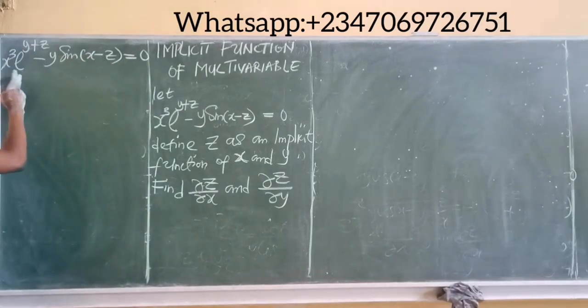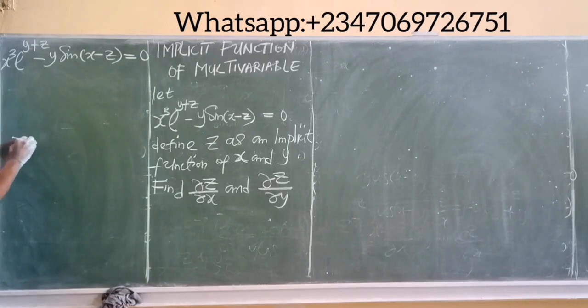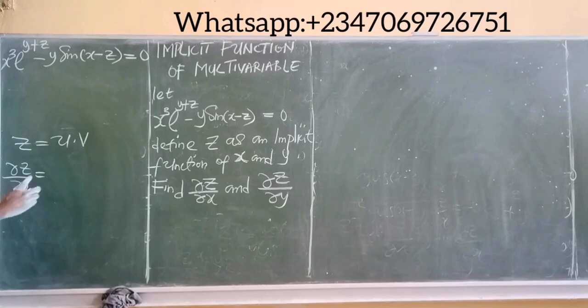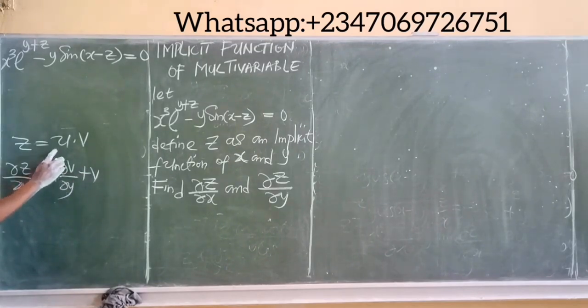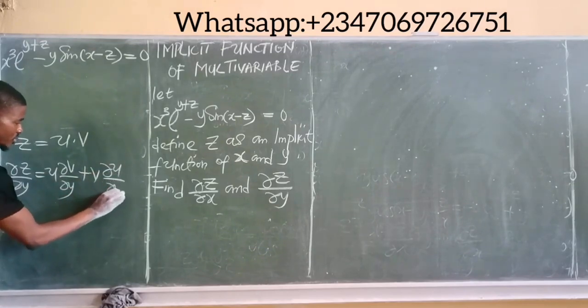First of all, x cubed and exponential y plus z are a product of two functions. Like I said in the previous video, you are going to apply the product rule to differentiate these two. So if z is a product of two functions and I want to differentiate z with respect to y, the product rule says hold u as constant and differentiate v with respect to y, plus hold v as constant and differentiate u partially with respect to y.